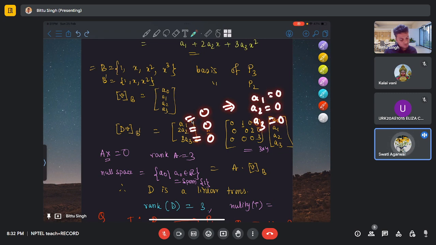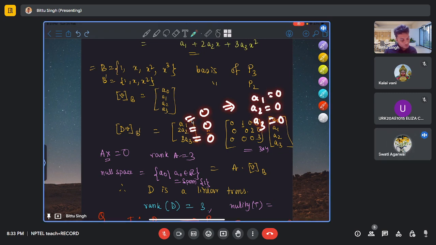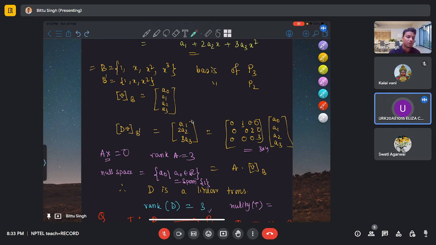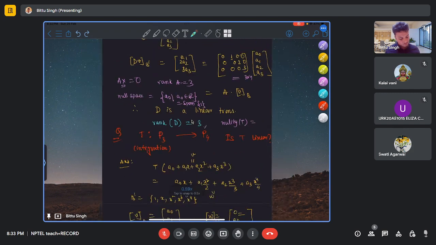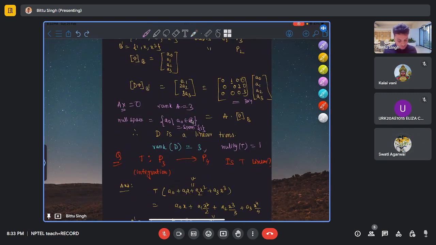To make it 0. So you can see from this that A0 can be anything. You can take A0 to be anything. So actually (1, 0, 0, 0) will be the basis for the null space. You can choose one anything, because there is no constraint for this first element, right? Because the first column is 0 0 0, we don't have a constraint on A0.